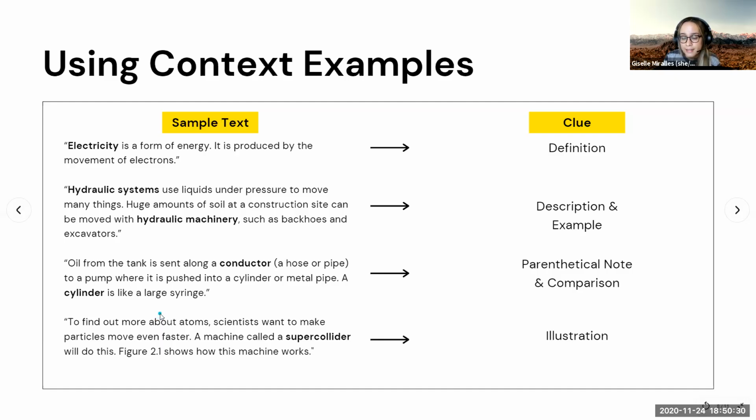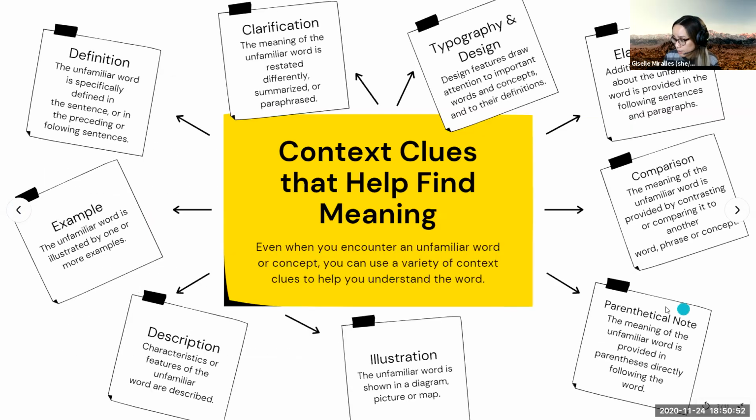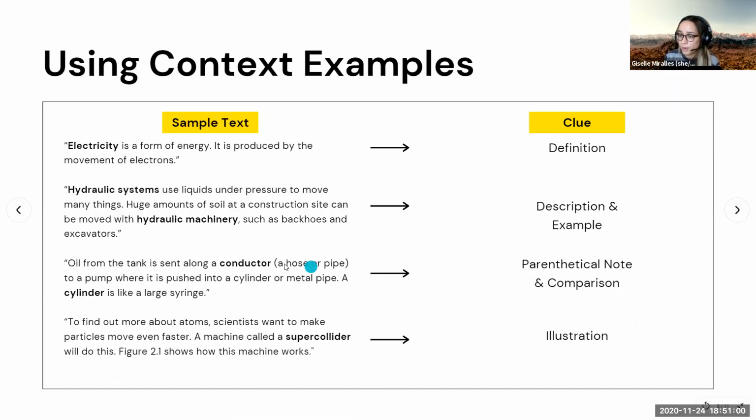The next text sample is: oil from the tank is sent along a conductor, a hose or pipe, to a pump where it is pushed into a cylinder or metal pipe. A cylinder is like a large syringe. So again, conductor, right? I don't know what that word means, but there's a parenthetical note, just as I said here. The meaning of the unfamiliar word is provided in parentheses directly following the word. And that's what this parenthetical note is doing: even though I don't know what that is, I can assume it's a hose or pipe based on the parenthetical note left by the writer.